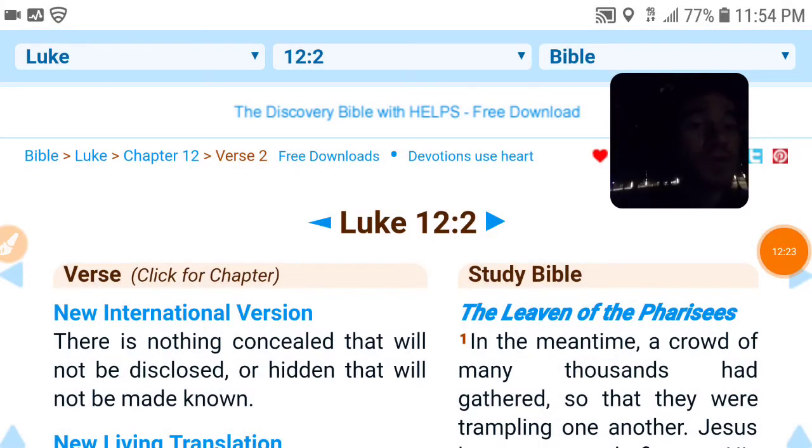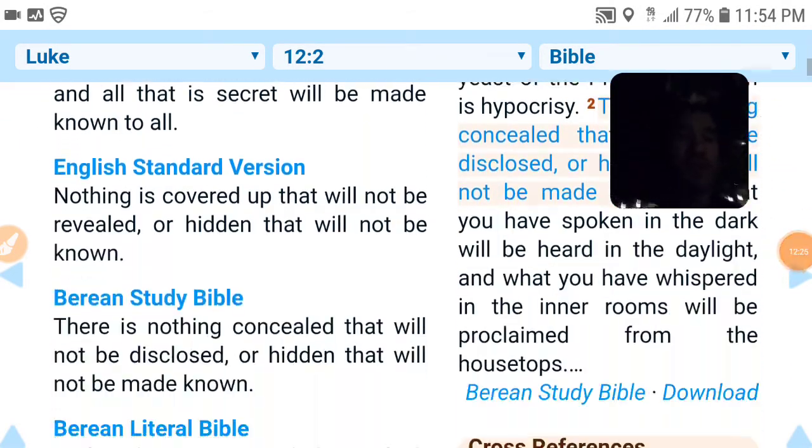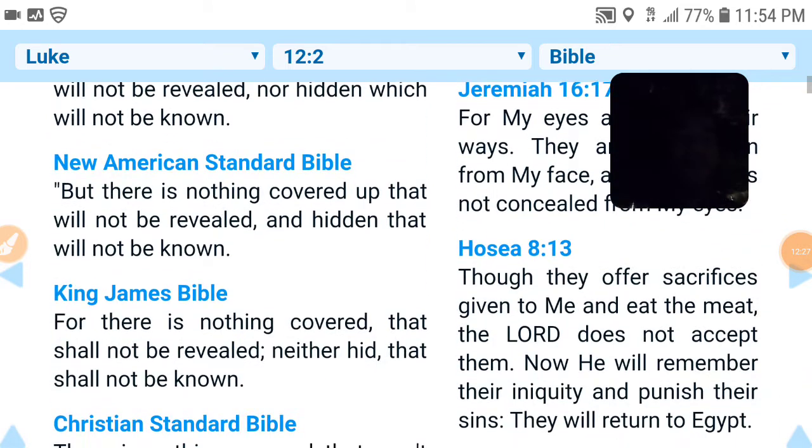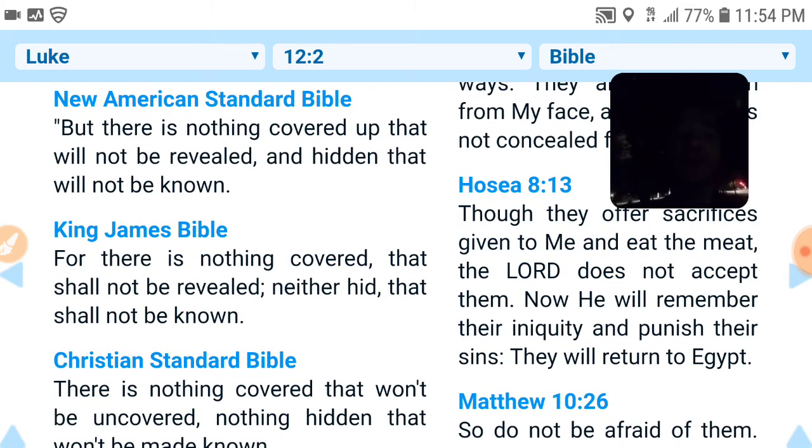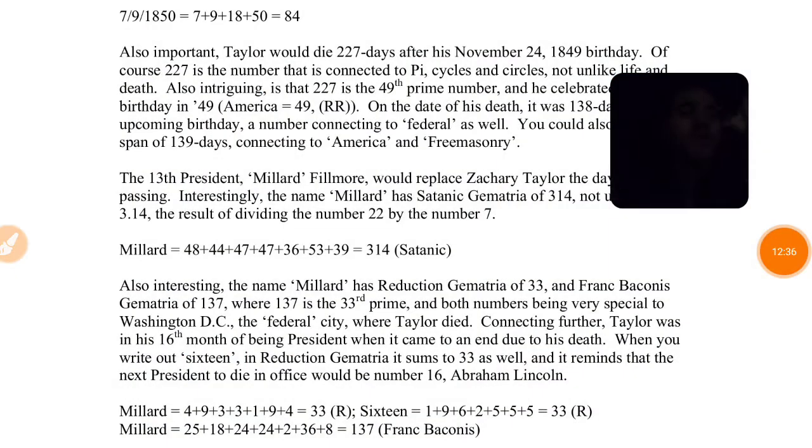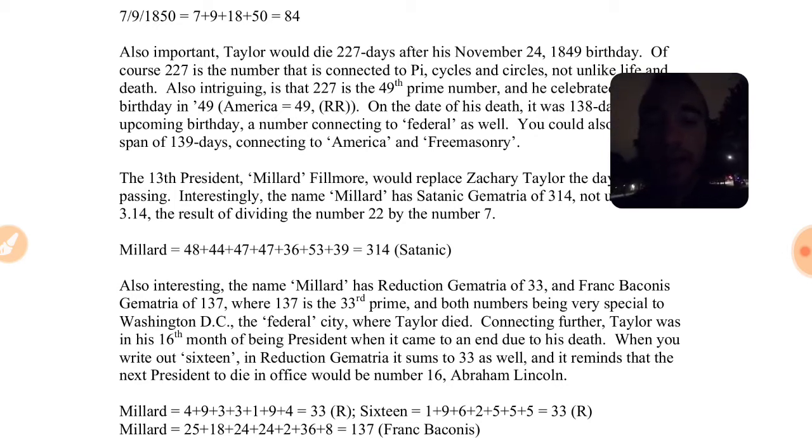Also Luke chapter 12, verse 2. Let's check out the King James. "For there is nothing covered that shall not be revealed, neither hid that shall not be known." So my point here is, even if they're not purposefully contriving these events by the code, maybe it's all organic, and the numbers are exposing the true cause.